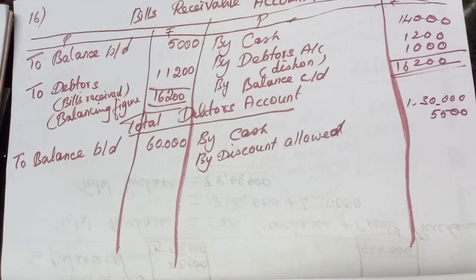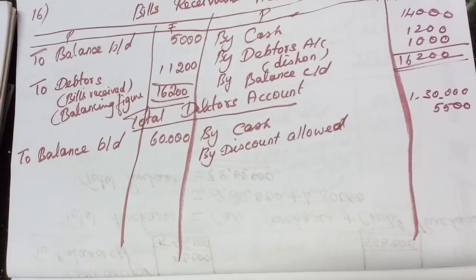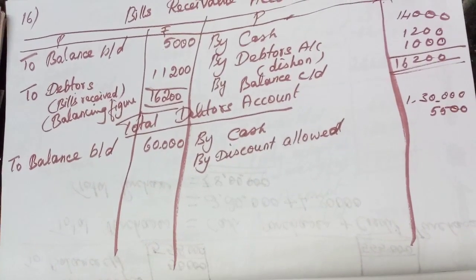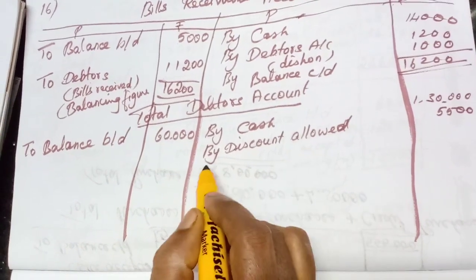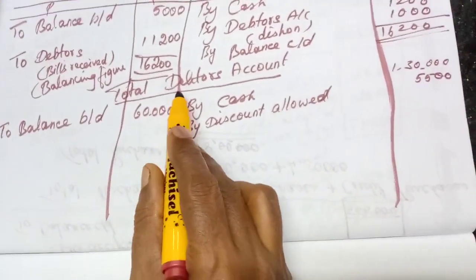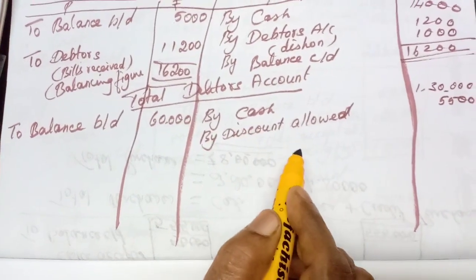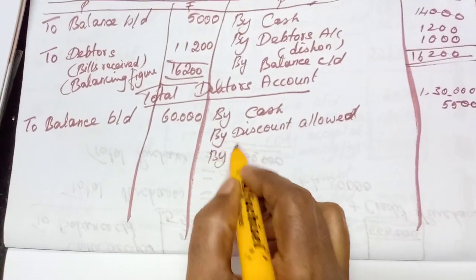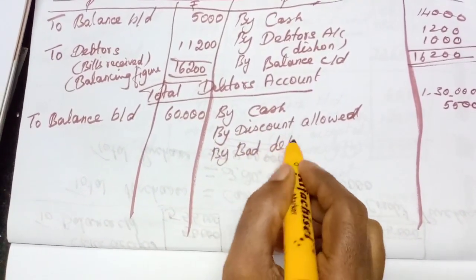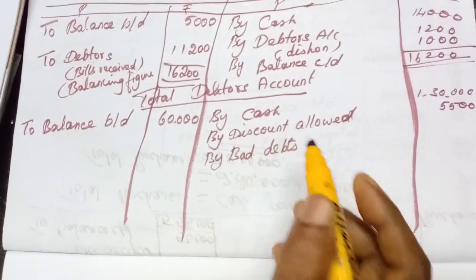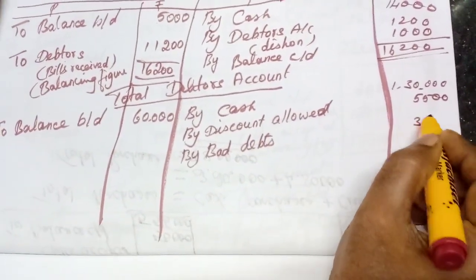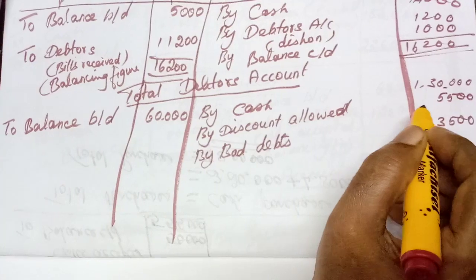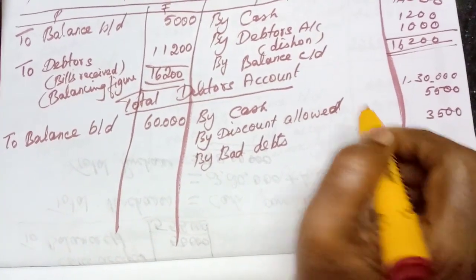Bills receivable dishonored. Now bad debts. Bad debts is related to total debtors account. It is a loss for us. So like discount allowed, we have to debit that one. So bad debts account debtor to total debtors account. So it will appear on the credit side, bad debts account, 3,500. Now all the items from the problem we have entered. Again, no, one more closing entry we have to write.